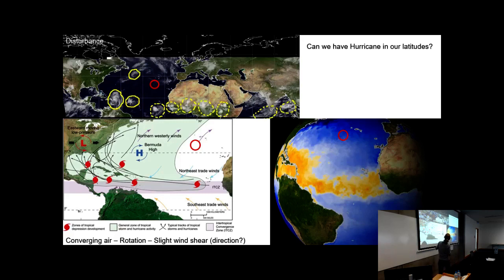Normally we get our hurricanes just north of the equator. The red area is where Ophelia was born there. Well, you can already see that that's not quite what we expected.